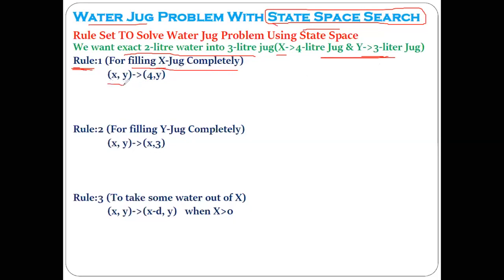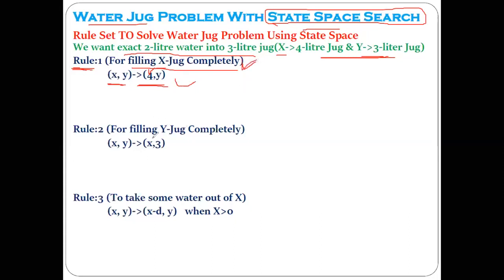As I said, we are representing the pair of two jugs as X and Y. So if you want to fill the X jug completely, the rule should be like this: X, Y implies 4, Y. Correct or not? Yes, sir, because the capacity of the X jug is 4 liters. These rules you have to apply if you want to fill the X jug completely.